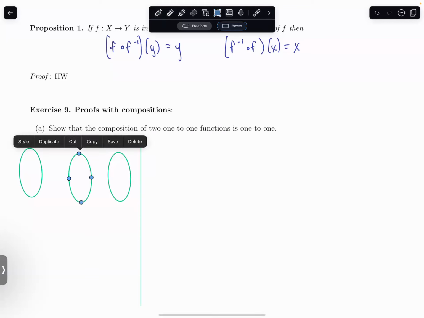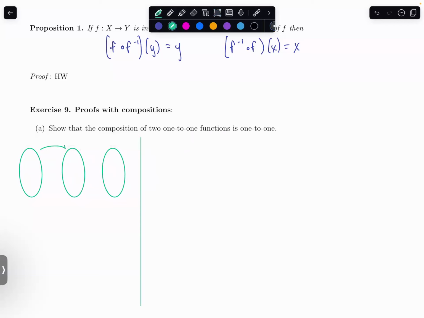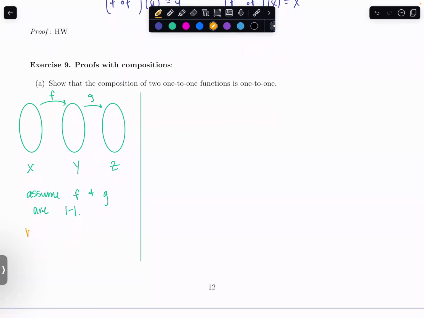Okay, so we've got 3 potatoes here, and we're trying to say that the composition of two one-to-one functions is one-to-one. So we've got a function f here and a function g here. We're going from x to y to z, let's say. And we're going to assume that f and g are one-to-one. And we want to show that g of f is one-to-one. Okay, so this is our goal, is to show g of f is one-to-one.